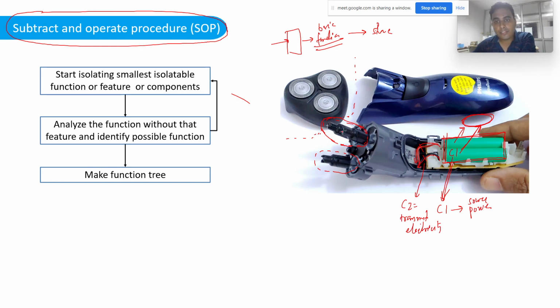Now the next thing, you can try removing this plastic portion and then try running the product. You will get a motor rotation here. You will see the shaft is rotating, but there is no transmission of this rotational motion into the cutting mechanism because of the absence of this particular feature. So you will know this component, or feature C3, is converting the rotational motion into a cutting action.